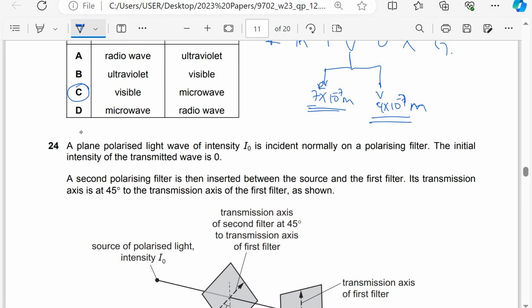A plane polarized light wave of intensity I naught is incident normal on a polarizing filter. The initial intensity of the transmitted wave is 0.